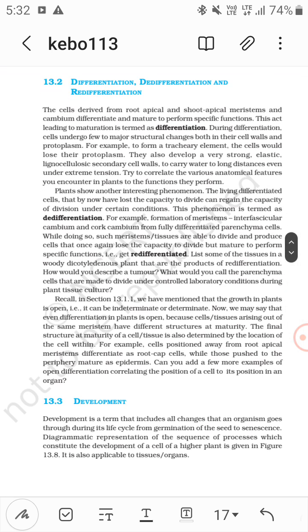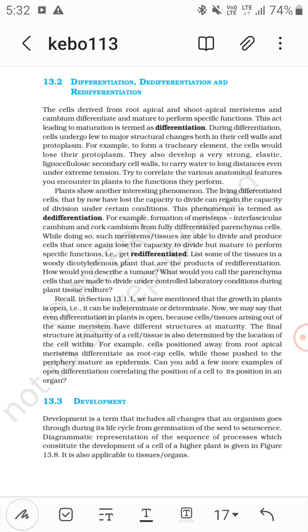Now de-differentiation, that means breaking of the differentiation. You see the living differentiated cells that by now have lost the capacity to divide can regain the capacity of division under certain conditions. It's kind of a rebirth. Now this phenomenon is de-differentiation. Example, formation of meristems, the interfascicular cambium and cork cambium, from fully differentiated parenchyma cells.